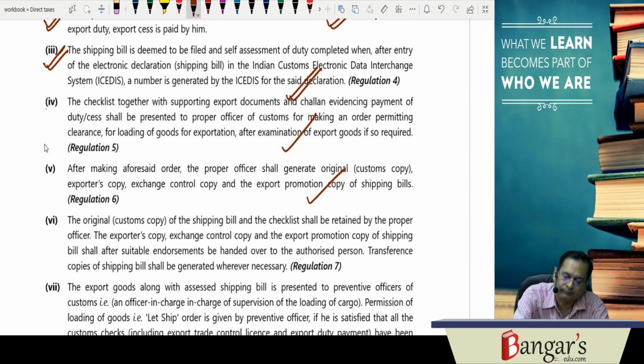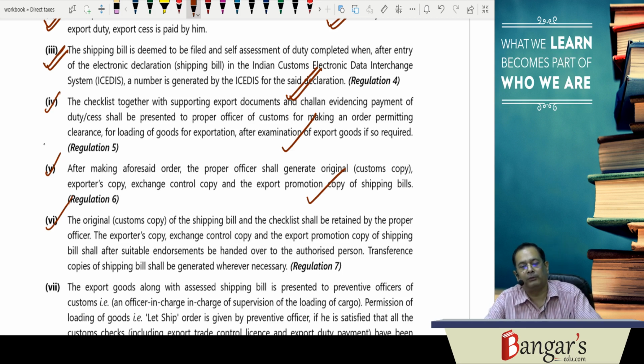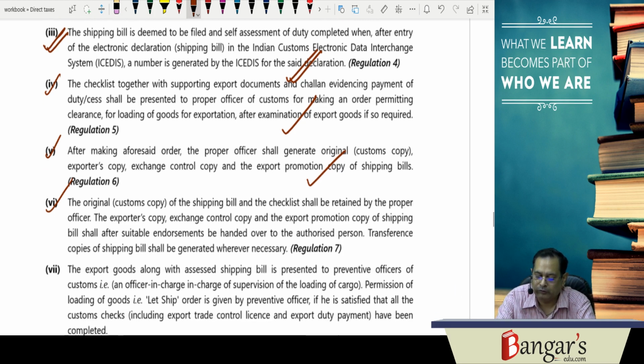Okay. Then the original, that is the customs copy of the shipping bill and checklist, will be retained by the proper officer. Exporter's copy, exchange control copy, and export promotion copy will be handed over to the exporter or his authorized person. Then the export goods along with the assessed shipping bill will be presented to the preventive officers. They will load the goods in the vessel and they will give the let ship order.